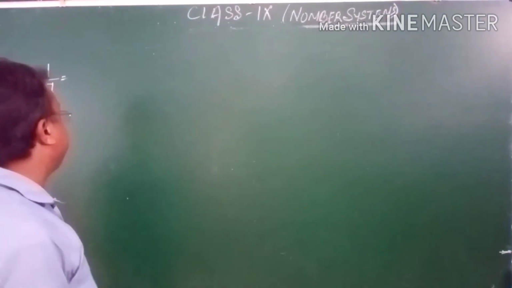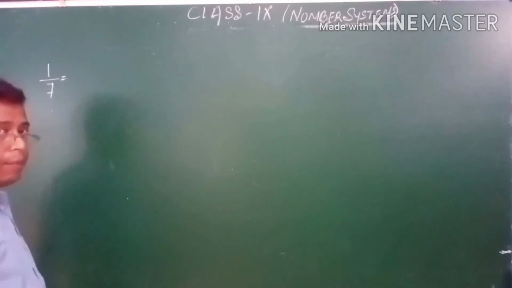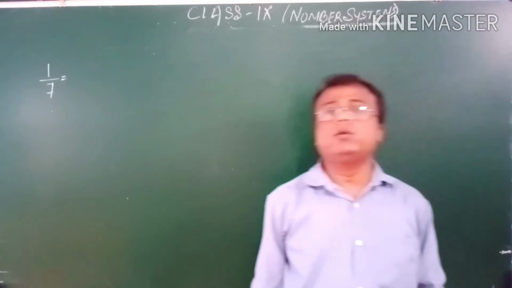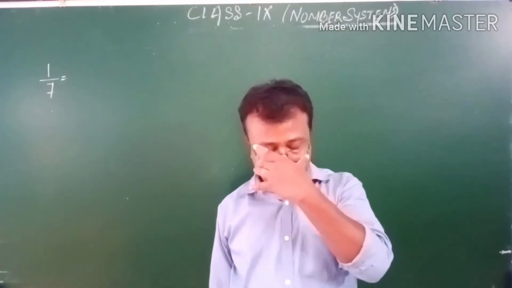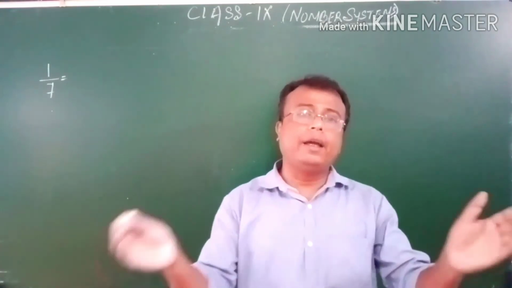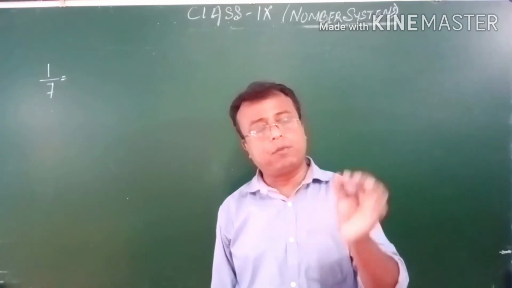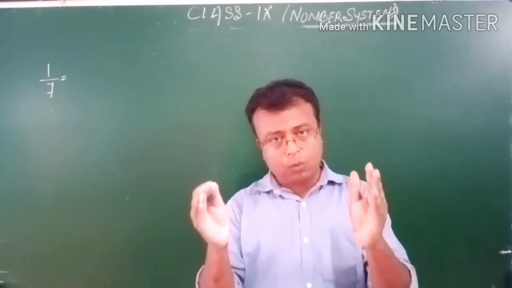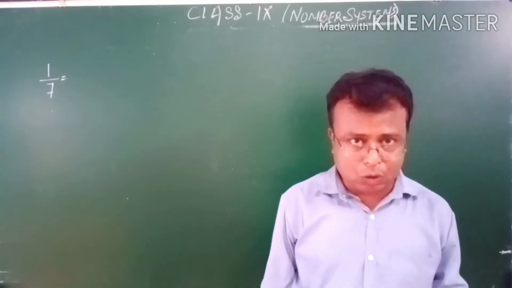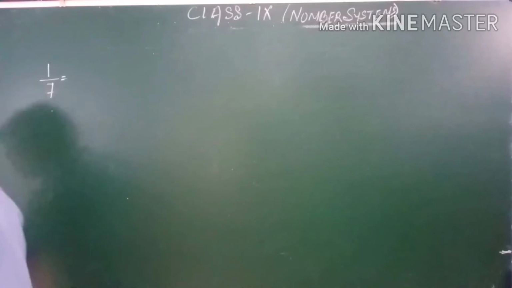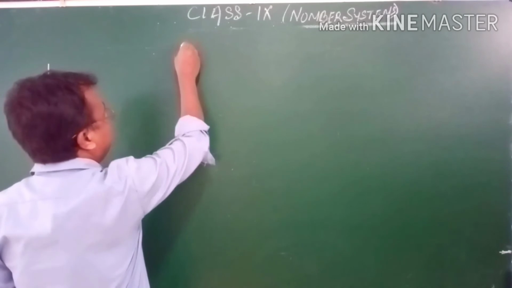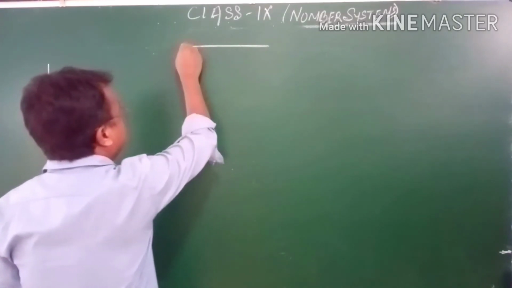So now let us try to find out the decimal expansion of 1 by 7. In this topic we are going to learn how you will come to know from which digit after the decimal it will repeat, and that block will repeat again and again. So here divide 1 by 7. Everybody knows how to divide.